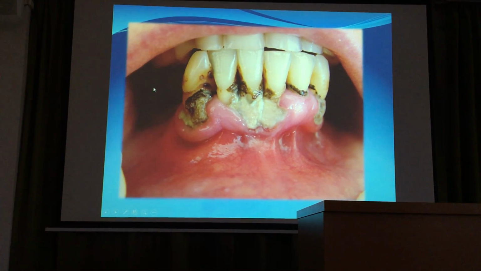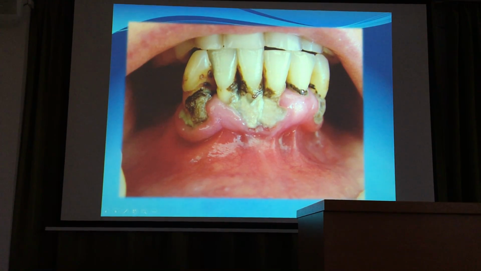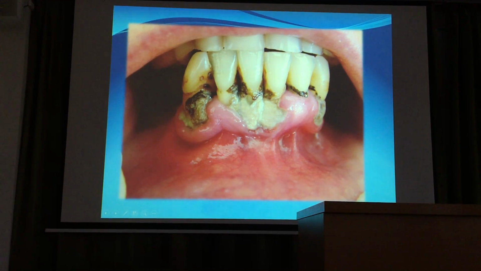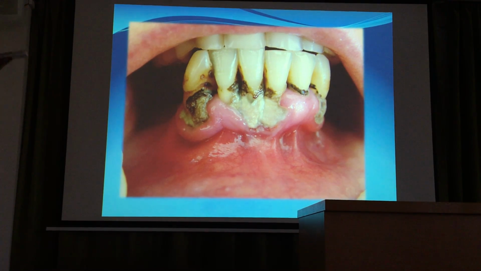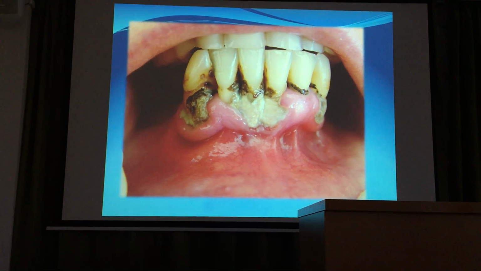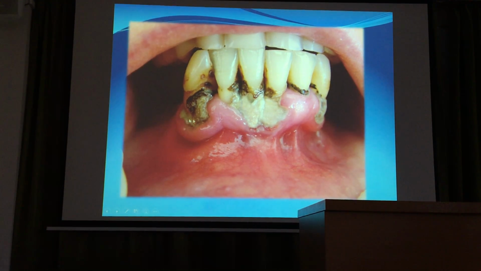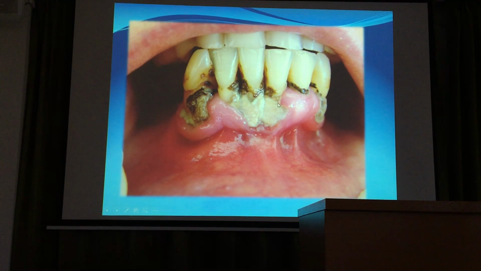So the localization of the calculus could be supra- and subgingival, okay? And you also have to know that subgingival calculus is always black. The supragingival could be white, yellow, or different colors. Also, you have to measure the gingival margin, the shape of the gingiva, and something like that.